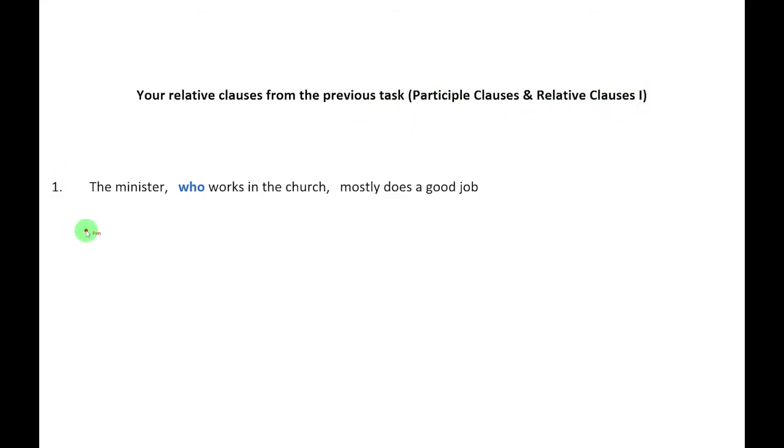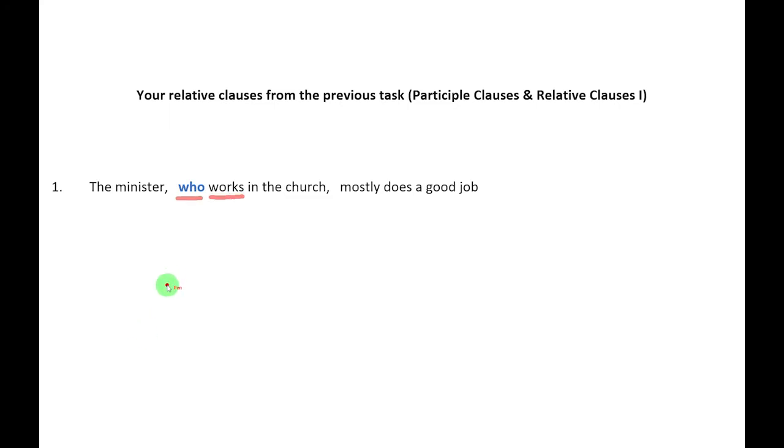Okay, the first one is, the minister who works in the church mostly does a good job. So if we think back to our approach, the first thing we do is we identify the relative pronoun, which is here, who. Okay, second task, we're going to check whether it's a relative pronoun plus a verb. So the next word we're looking at is works. So who works is relative pronoun plus a verb. So check for that. And we can move on to the last one, which is, is the verb works active or is it passive? In this case, it's active because the minister works. We have a simple present.